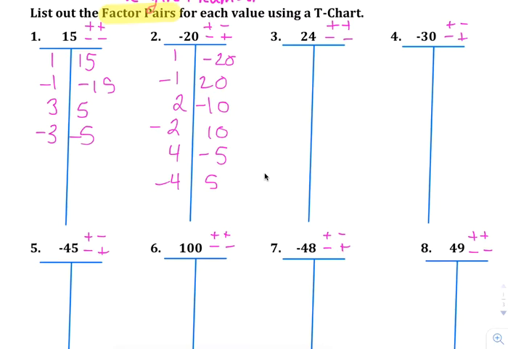We're going to try number 3. Number 3, the sign is positive, so we need the same on both sides, both positive or both negative. 1 times 24. Same numbers, change the signs. 2 times 12, both positive. Next one is going to be same numbers, change the signs. Does 3 go into 24? Yes. 3 times 8. Same numbers, but change the signs.